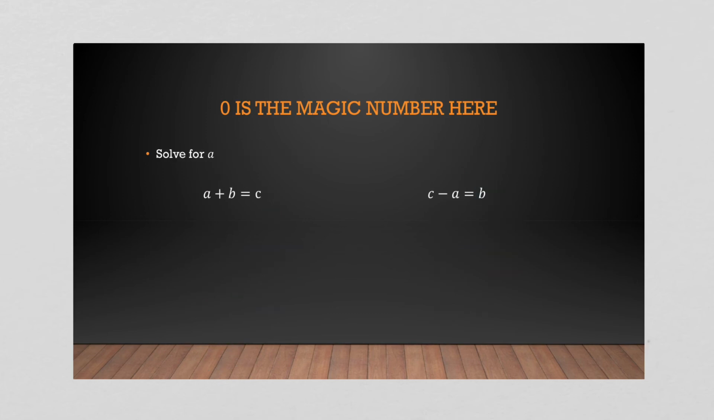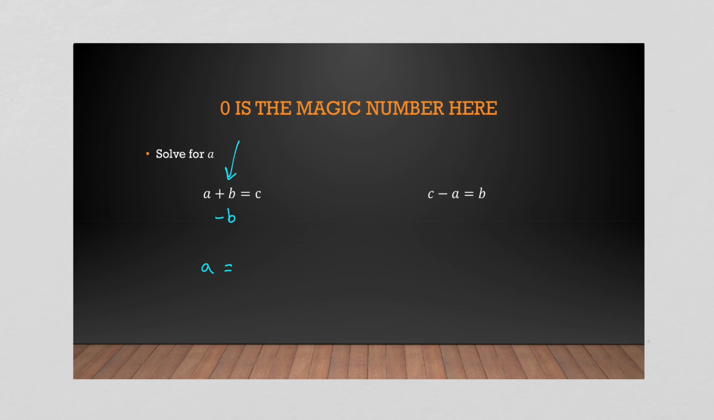Now, if you take the numbers away, there's no difference. The manipulation of the equation is what matters. So solve for a, which means I want a equals. Okay, so that means I don't want the b. I don't want that b there. How do I get rid of b? I'm adding b, so I subtract b.